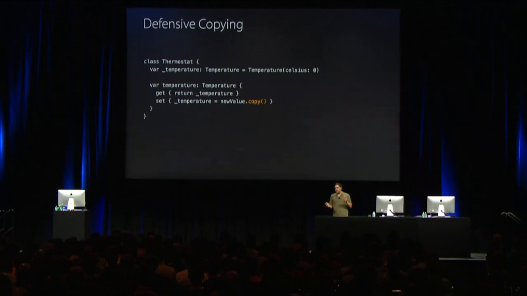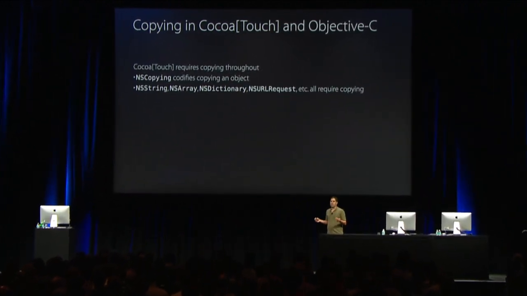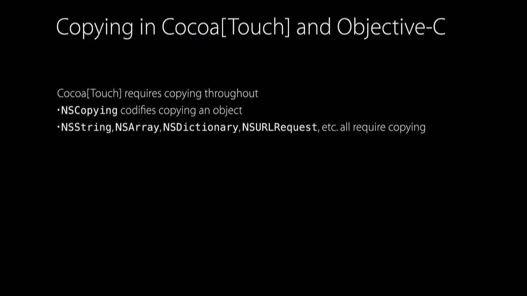Naturally, I have to do this exact same thing for the thermostat. All right, so now we've got a whole bunch of boilerplate we're copying and pasting. Sooner or later, you're going to be knocking on my door asking for a language feature here. Hold off on that, and let's talk about where we see copying in Cocoa and in Objective-C.